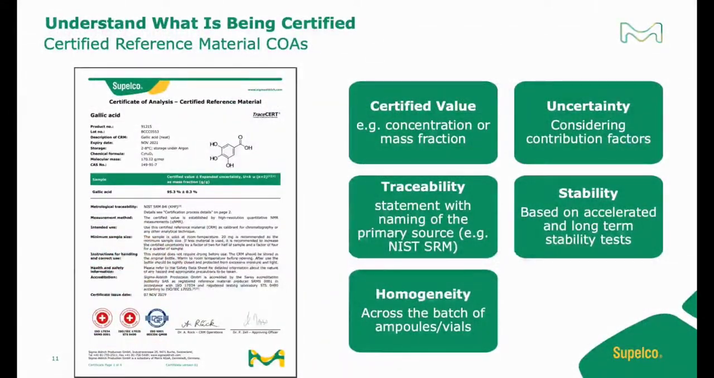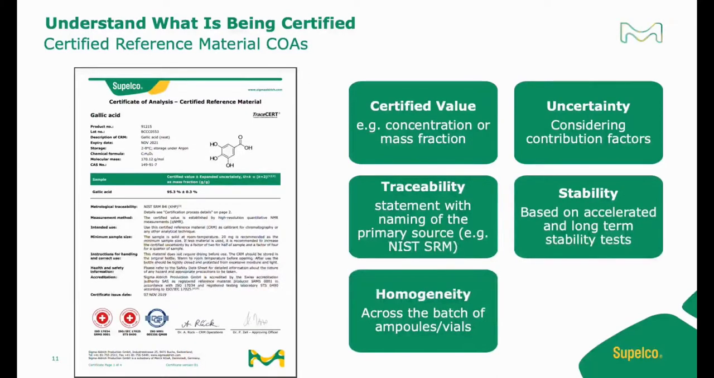And with that, we will look at how all these requirements translate to the content of a certificate. Here is what information you find on a COFA of a certified reference material. Obviously, there has to be a certified value. This can be the concentration for a solution CRM or a mass fraction for a neat CRM. The value has to be reported with an uncertainty which is taking all the contribution factors into account, including stability and homogeneity of the material.